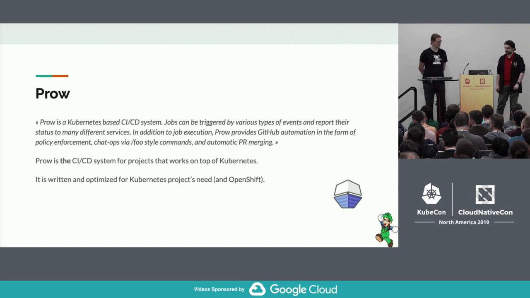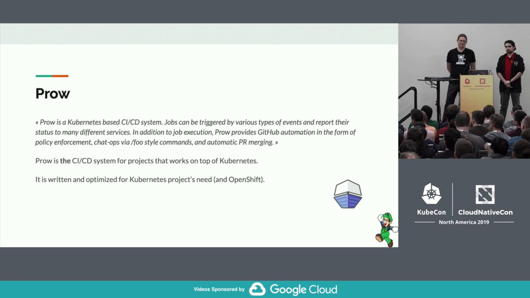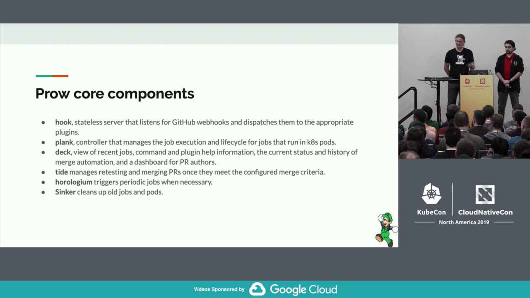Is any of you familiar with Prow? Well, a few. It's a CI system which is very popular in the Kubernetes ecosystem because it's used by Kubernetes itself, as well as Knative and many other projects in the ecosystem. Prow provides a set of microservices that can be used to provide CI/CD to your project. Prow is optimized for Kubernetes and for OpenShift as well. So, as I said, it's a set of microservices. The main ones: hook is what listens for webhooks and then delegates the job to be done, depending on the event that was coming in, to different plugins.